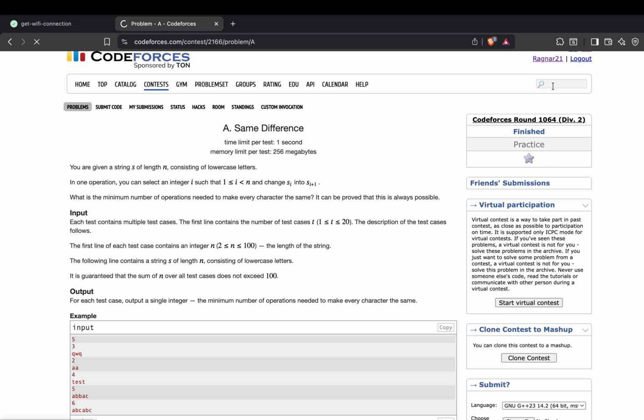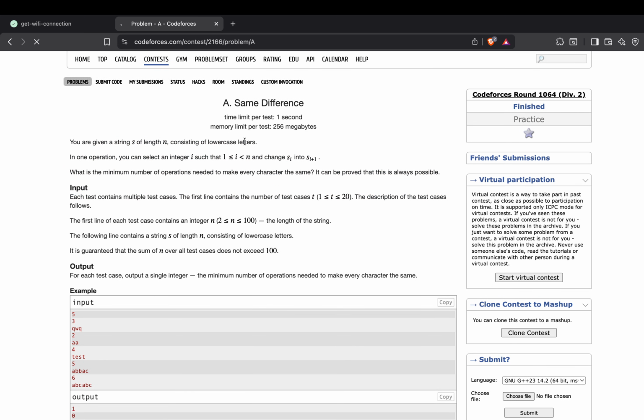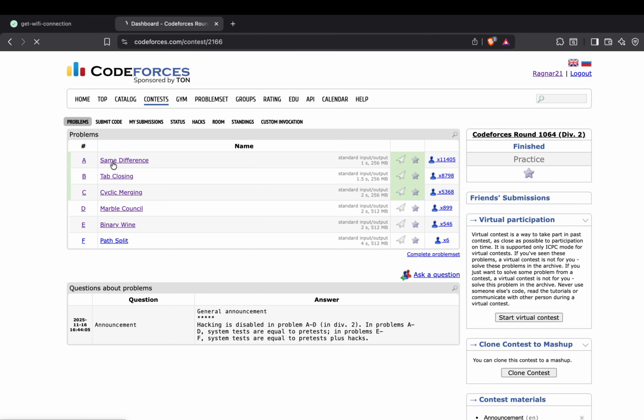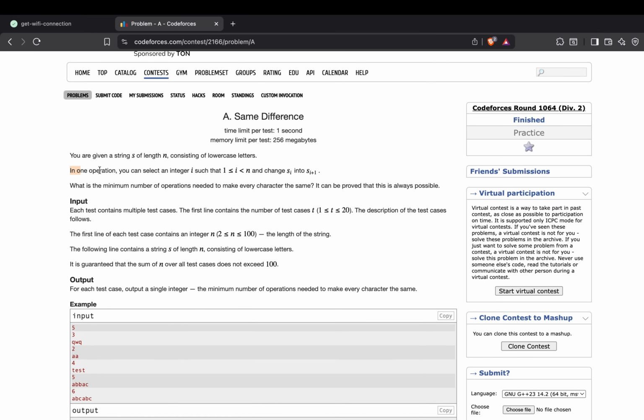So let's start. It's round 1064. The first problem is Same Differences. We are given a string of length n consisting of lowercase letters. In one operation, we can select an integer i such that i is from 1 to n minus 1, that is, it is smaller than n, and change s_i to s_{i+1}. We are asked the minimum number of operations needed to make every character the same.